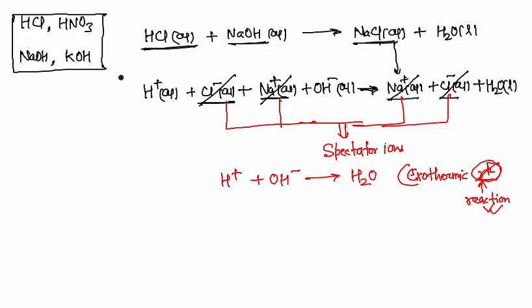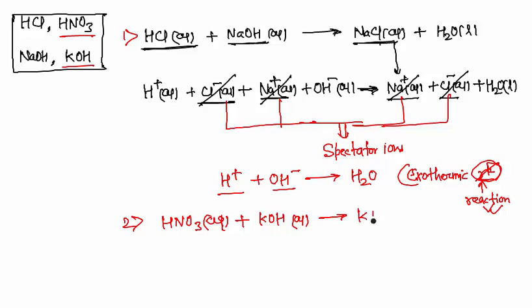Now I'm taking another example. This one was the first example. Now take these two, strong acid and strong base. You will see that the same reaction is happening, that is the reaction between H plus and OH minus. This is HNO3 aqueous plus KOH aqueous, and this will give you KNO3 aqueous plus water, H2O liquid.